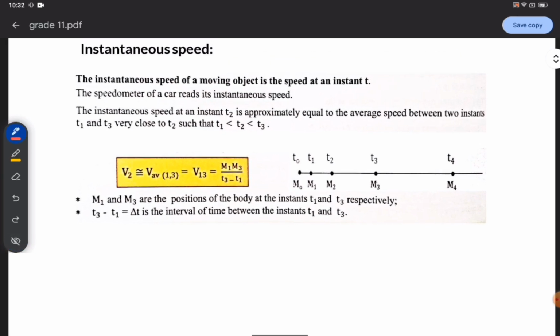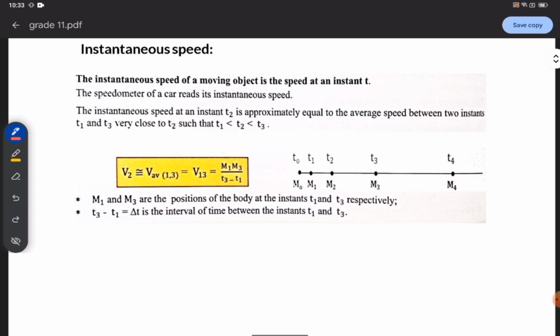Now, instantaneous speed. The instantaneous speed of a moving object is the speed at an instant t. The speedometer of a car reads its instantaneous speed. The instantaneous speed at an instant t2 is approximately equal to the average speed between two instants t1 and t3 very close to t2, such that t2 is between t1 and t3.